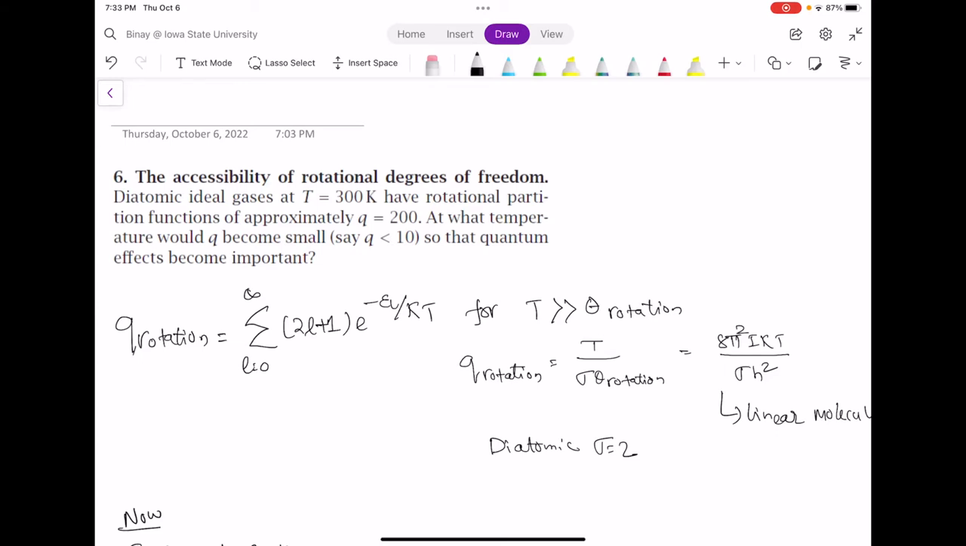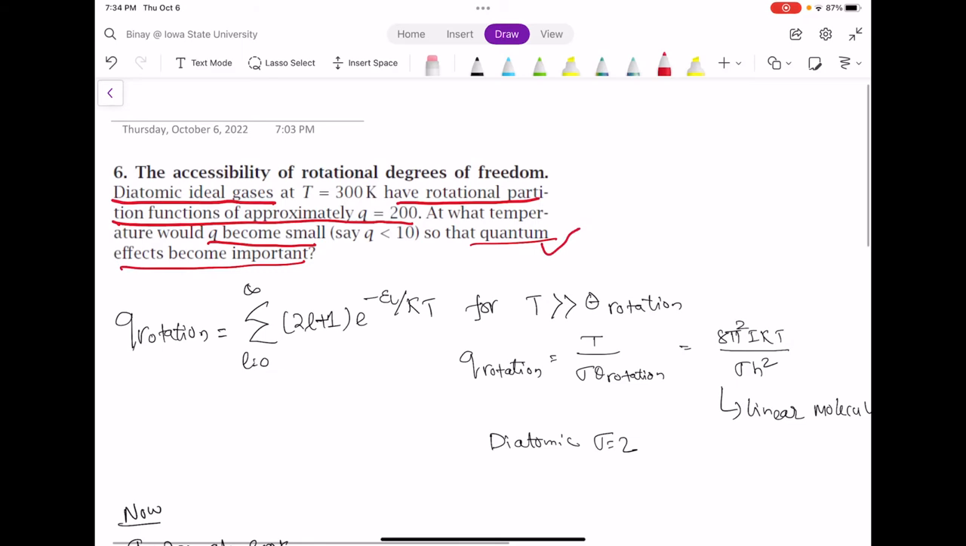The question says a diatomic ideal gas has a rotational partition function of approximately Q equal to 200, and we need to find the temperature where Q becomes so small that the quantum effects become important. There are three things: first is the diatomic ideal gas, and there is something called quantum effects. So before going to the question, let's see what quantum effects are.